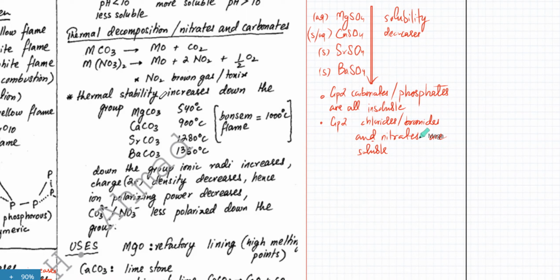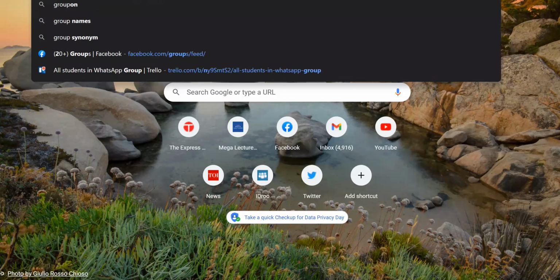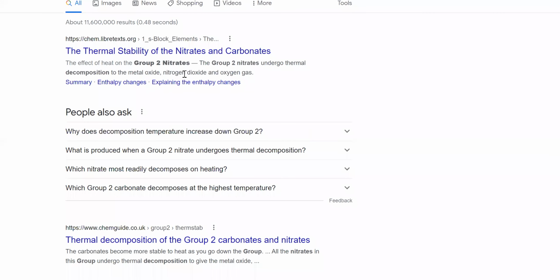अच्छा, अब the important thing about these carbonates and nitrates you should remember is, the bottom two are really hard to decompose because they have a higher decomposition temperature. And the same applies to nitrates as well. Like group 2 nitrates decomposition. You don't have to remember the temperatures.